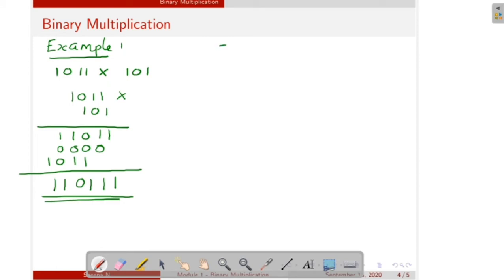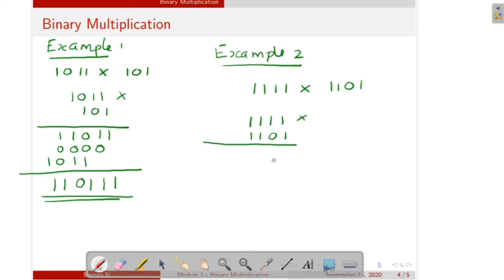Next, example 2. 1111 is multiplied with 1101. Here the first multiplier bit is 1, so the first partial product is 1111. Then the second partial product is 0 because the second multiplier bit is 0. Then the third partial product is 1111. Then the fourth partial product is also 1111. Then we add the four partial products.